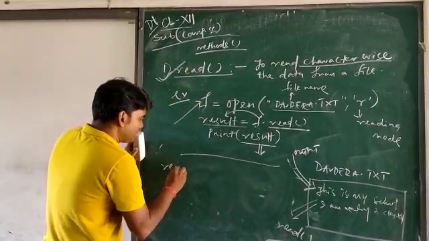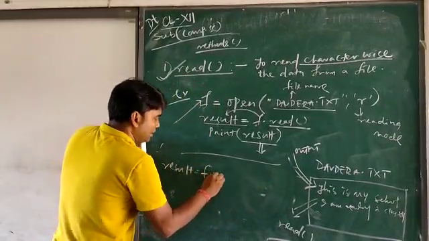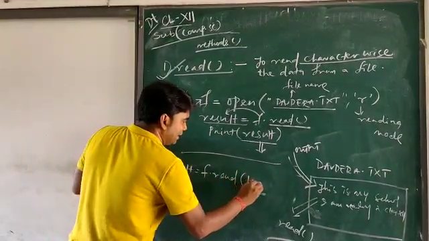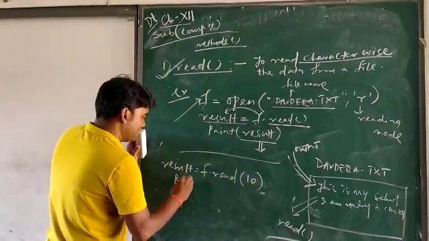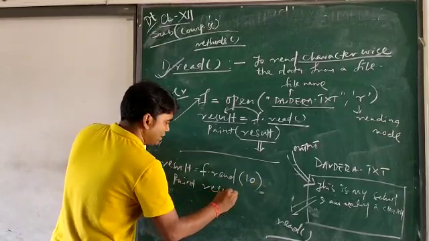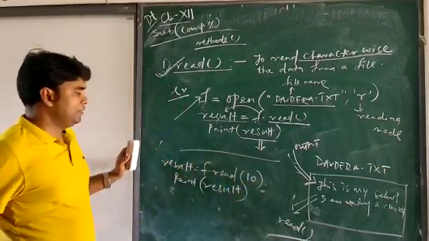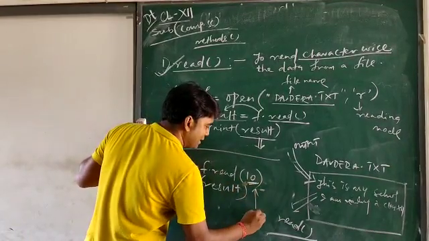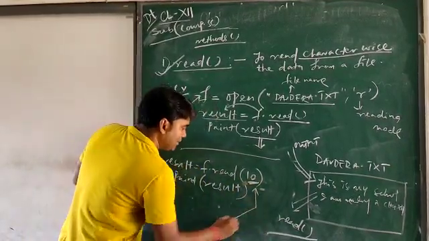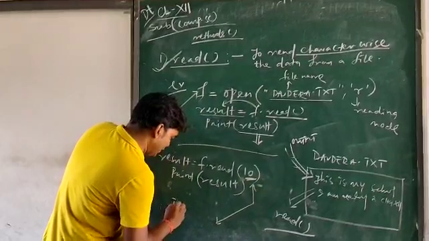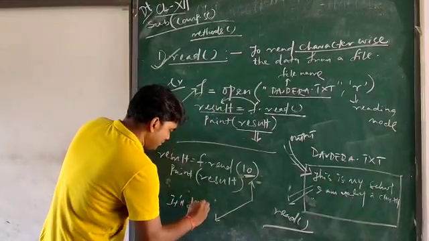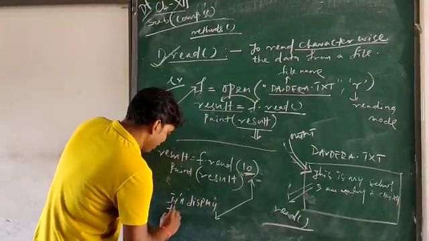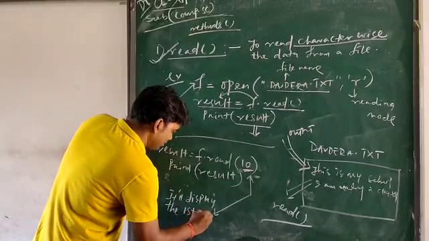Suppose somebody writes it this way: result equals f.read(10). Then I will display it with print(result). What is it going to display? As you are writing the size value as 10, it will display the first 10 characters from the file.